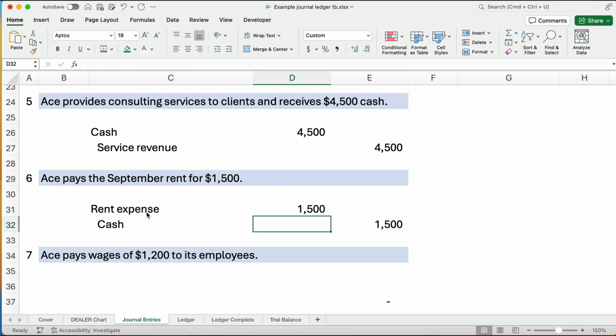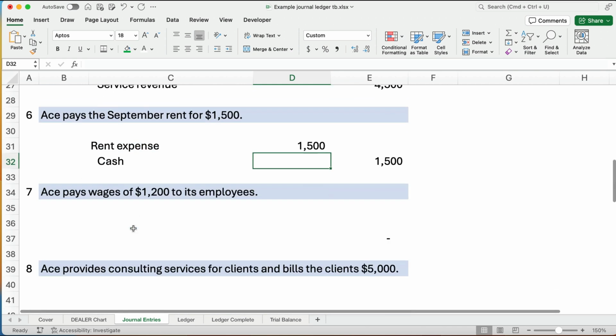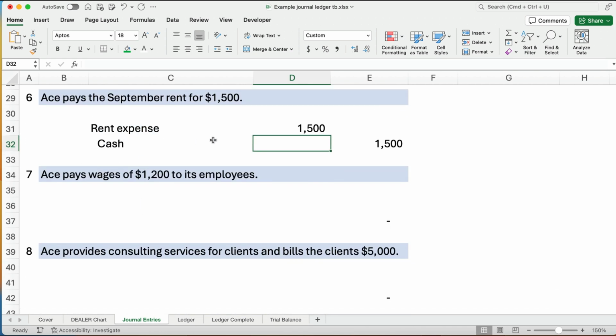So if we receive cash, we debit cash. We pay cash, we credit it. So you can always see half of the transaction, then it's easier to get the other half of the transaction. So rent expense, debit, cash, credit. It says we've paid cash for rent expense.